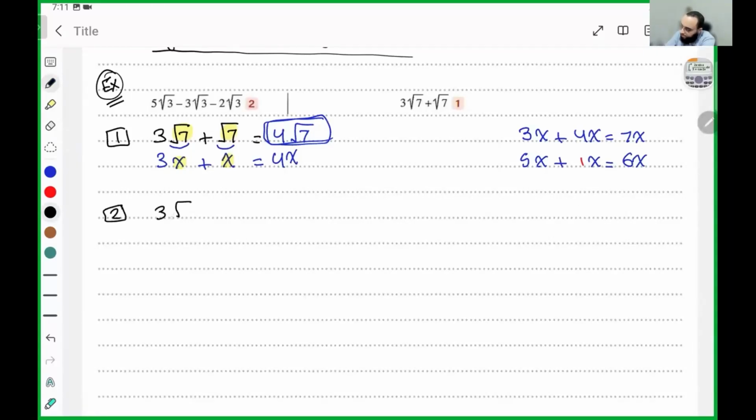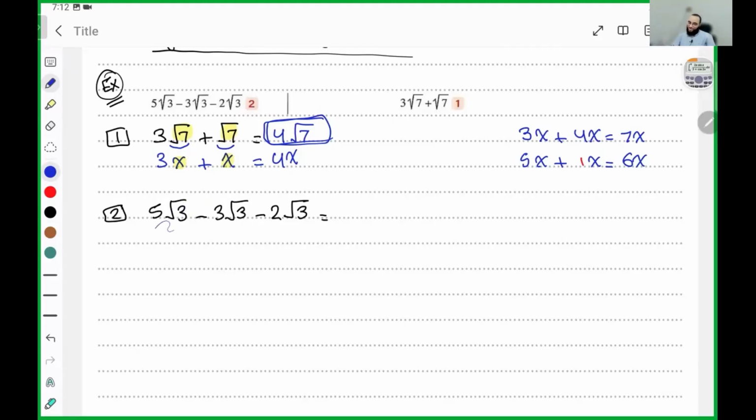And the next: 5 root 3 minus 3 root 3 minus 2 root 3. Answer with me. You're doing great. Could you please get the camera a bit down, please? Yes. Let me see you. Can see well. Read the question. Thanks. 5 square root of 3 minus 3 square root of 3.